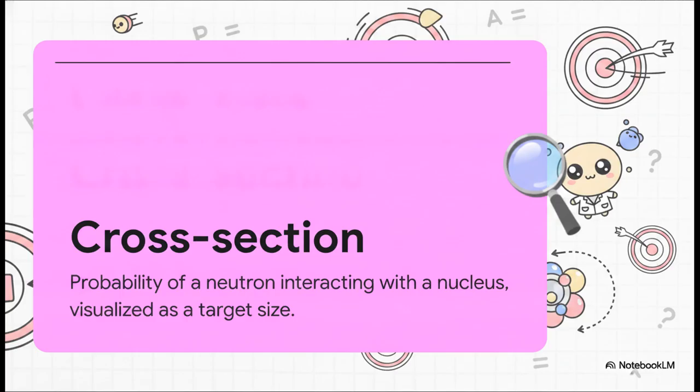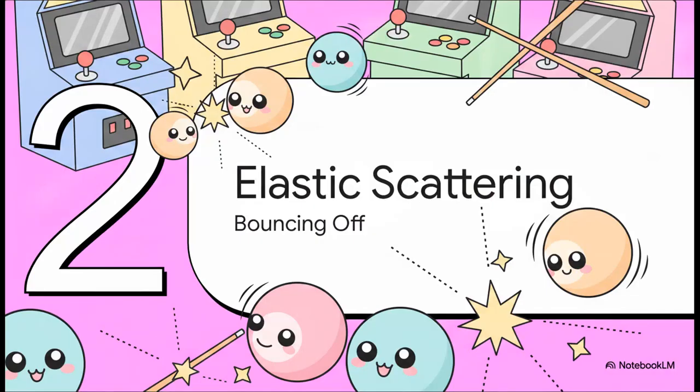Think of it like a virtual target painted right on a nucleus. Depending on exactly how fast our projectile, the neutron, is moving, that virtual target might appear huge and easy to hit, or it might shrink down to a microscopic speck. It's all about probability. Moving on to Section 2, bouncing off, or elastic scattering.